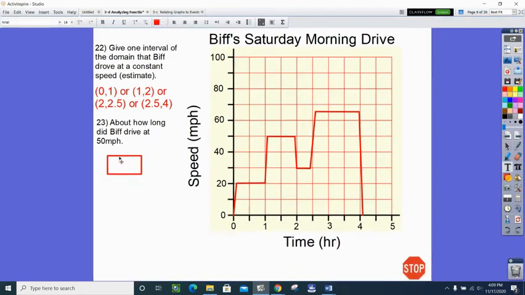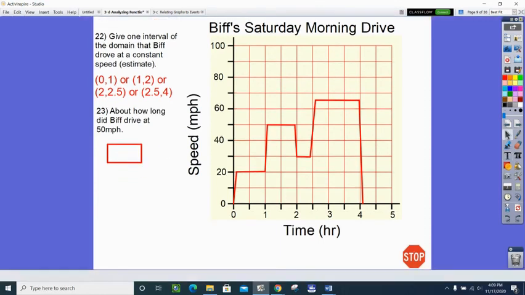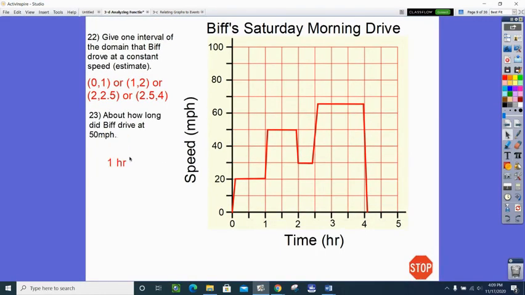And it's about, whoops, here we go again, Mrs. Woodruff. You're messing up left and right today. And that would be about an hour from 1 to 2. Here's your 50 right here, and it's just under an hour that he drove at 50 miles per hour.